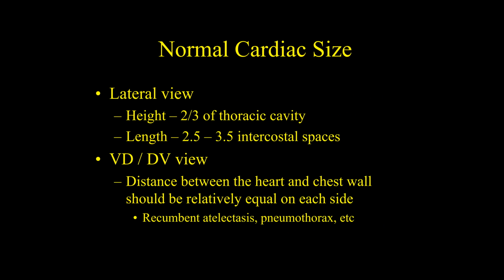these discrete chamber enlargements of the heart. In general, how big should the heart be in the chest? Well, in general, the heart height on the lateral view should take up about two-thirds of the height of the thoracic cavity. The heart on the lateral view, width-wise, should be about 2.5 to 3.5 intercostal spaces in width. On the VD view, if you have a nicely straightly positioned VD view of the thorax, there should be about the same amount of lung on the right side of the heart as there is on the left side of the heart.